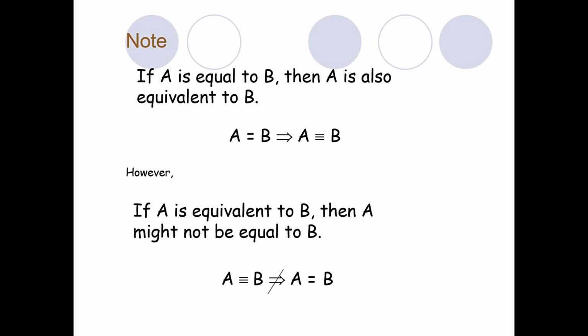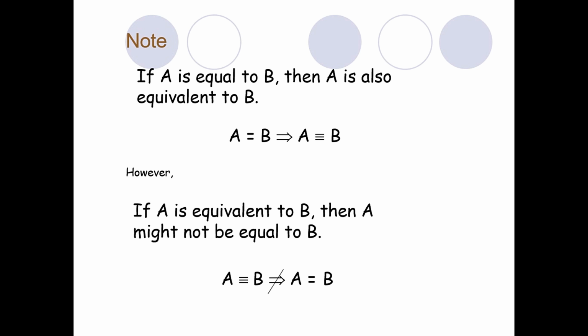Okay, so if A is equal to B, then A is also equivalent to B. Now, this equivalent set is another description for sets. Okay, because equal sets and equivalent sets are not the same. We can only say that two sets are equivalent if the number of elements in A and the number of elements in B are the same. So that is how we describe equivalent sets. So remember, if A is equal to B, then we can also say that A and B are equivalent. However, if A is equivalent to B, then A might not be equal to B.